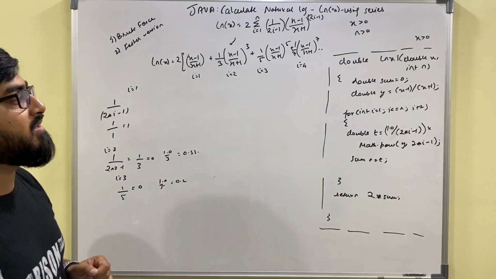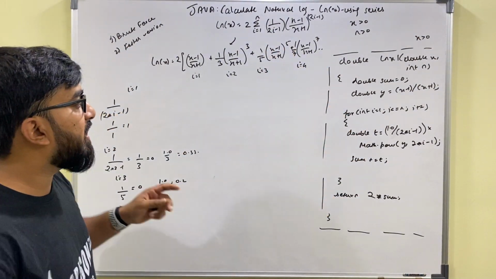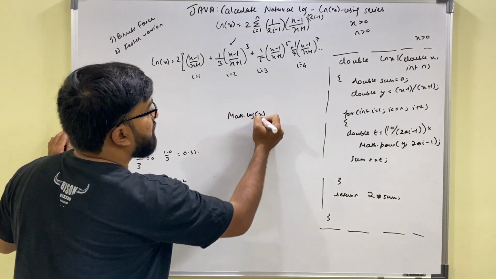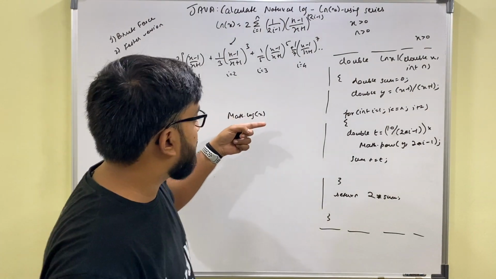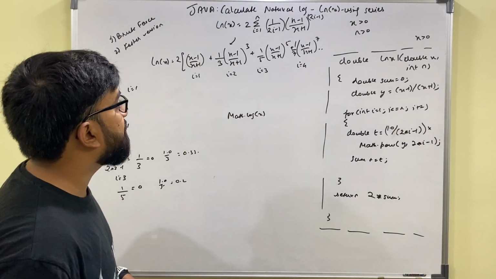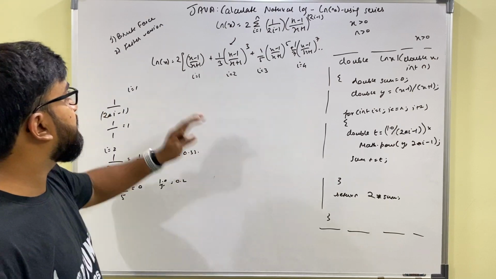Alright, and this is a brute force approach, and I'm going to run this on the system. I'm going to compare it with math.log, which is the inbuilt function, to find the value of natural log. I'll pass the same x to this and this, x greater than 0, and then I'll compare. I'll show that in the code. Alright, moving on to the second approach now, which is the faster version.